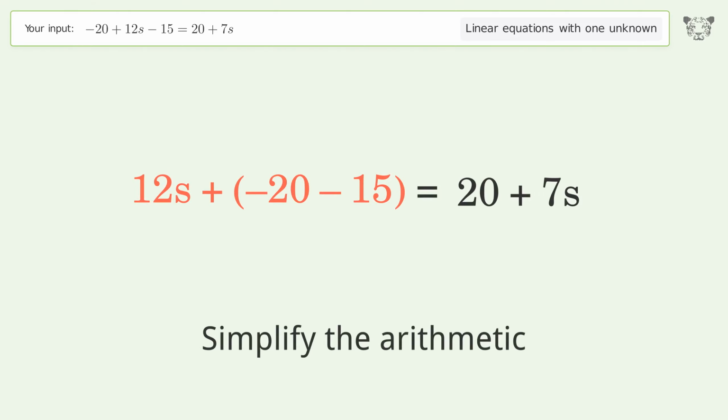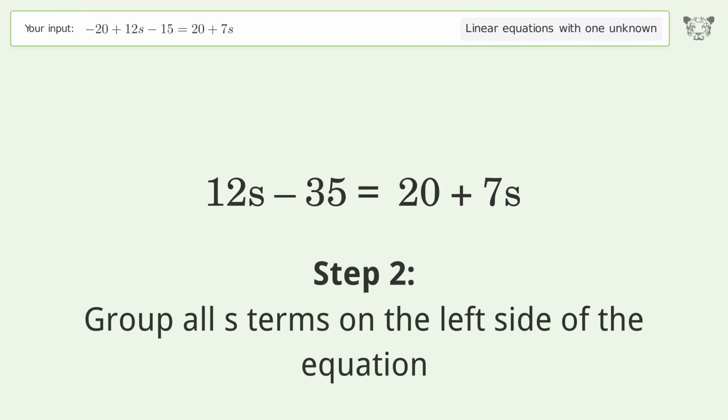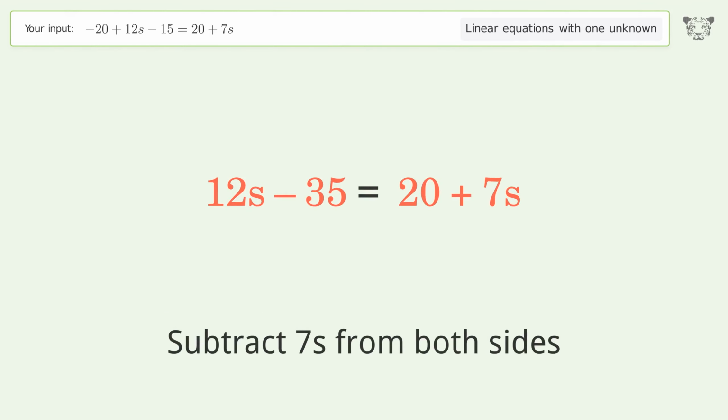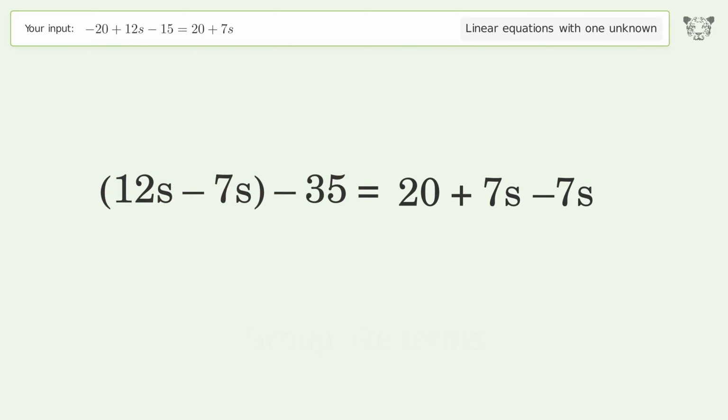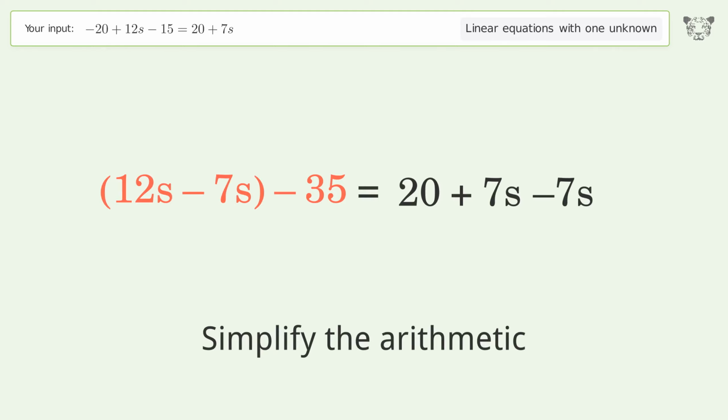Simplify the arithmetic. Group all s terms on the left side of the equation. Subtract 7s from both sides. Group like terms. Simplify the arithmetic.